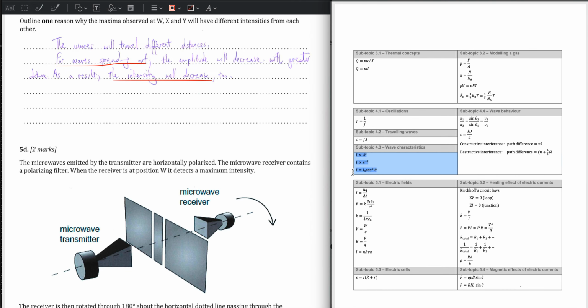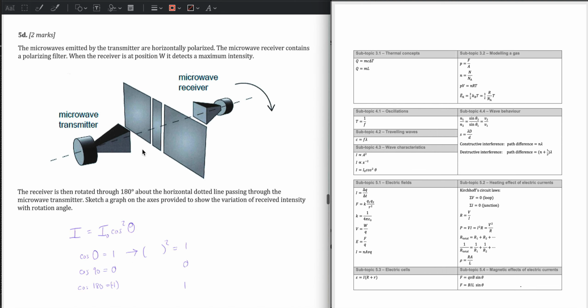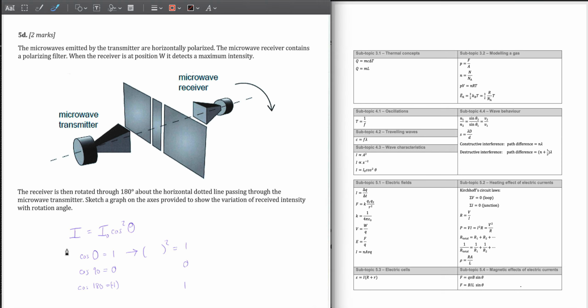Malus's law: I equals I0 cos squared theta. We're going to rotate our receiver about 180 degrees about the horizontal line passing through the microwave transmitter. Really we're interested in the behavior of this cos squared as we rotate. At the beginning we started with cos of 0, and cos of 0 squared is going to be 1. As we rotate to 90 degrees, we go to 0 because cos of 90 is 0, and that squared is also 0. And cos of 180 is -1. We square it, we've got 1.